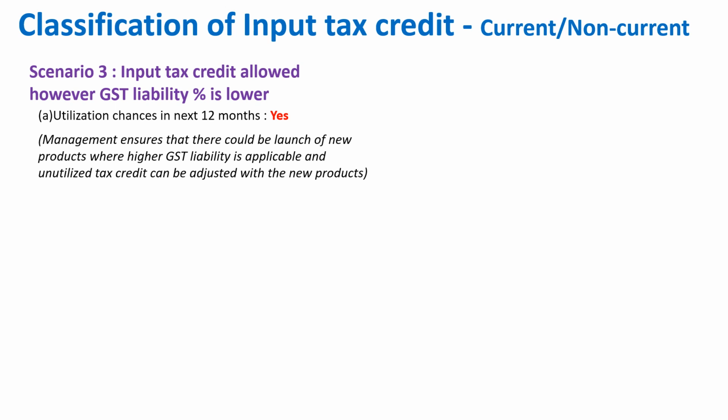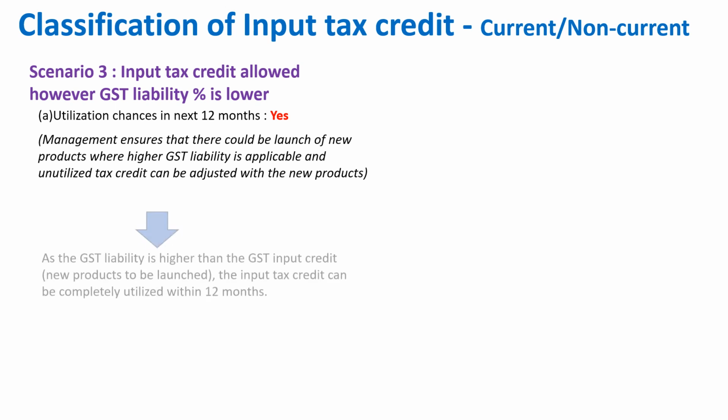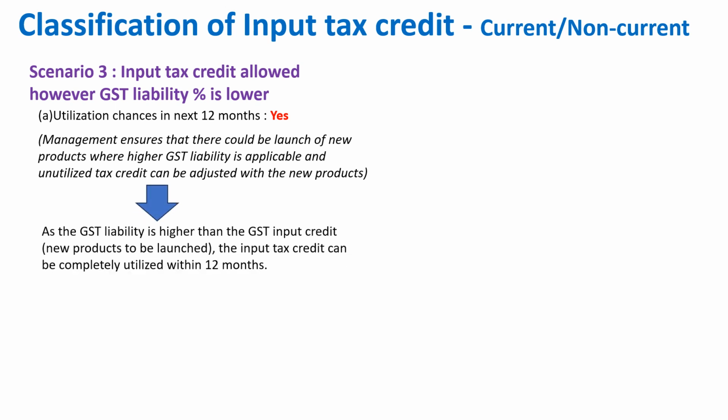So in any case, you can't utilize the complete amount. But management believes that they're going to launch a new product which may attract a higher GST liability. In that scenario, the company can utilize the unutilized portion which is reported in the assets, right? If that is the situation, as the GST liability is higher than the GST input credit, the new product will be launched.